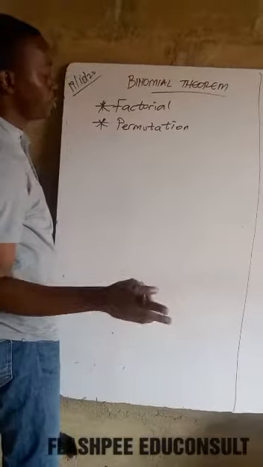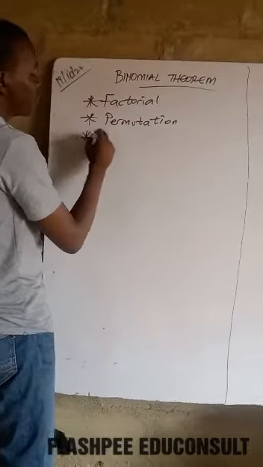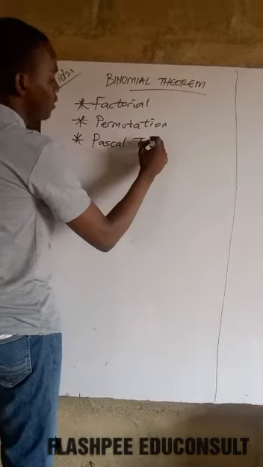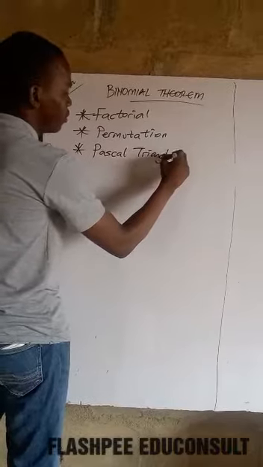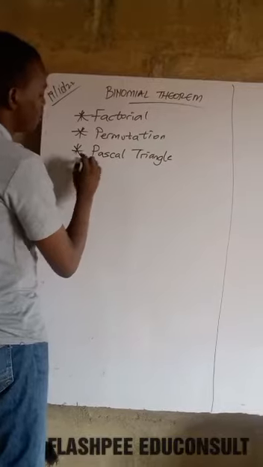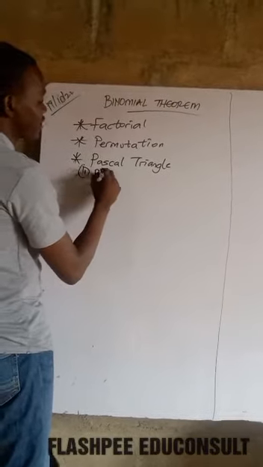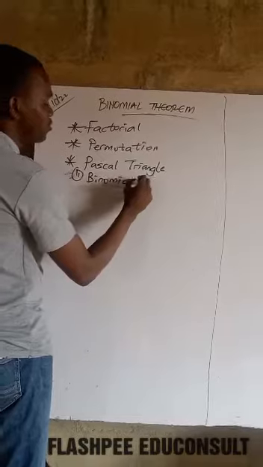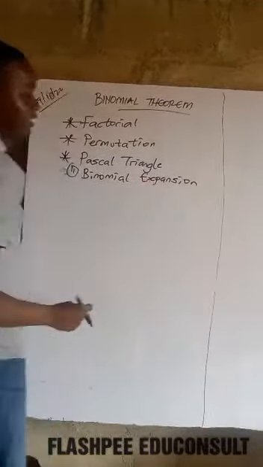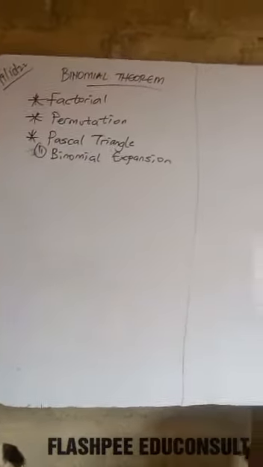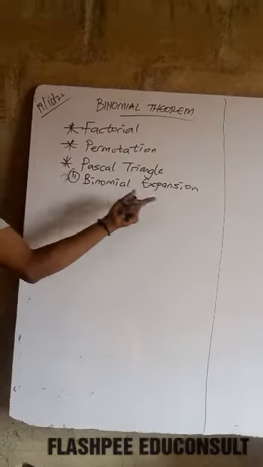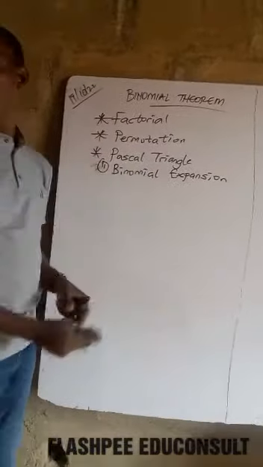About how to go about combination. Then after permutation, we have the Pascal triangle. The Pascal triangle will lead us to how to go about binomial expansion. You will see that there is going to be a difference between binomial expansion and binomial theorem. The difference is that the binomial theorem has to do with combination, while binomial expansion has to do with Pascal triangle.